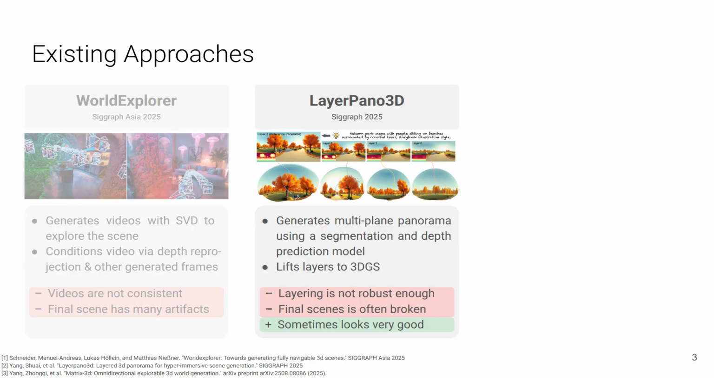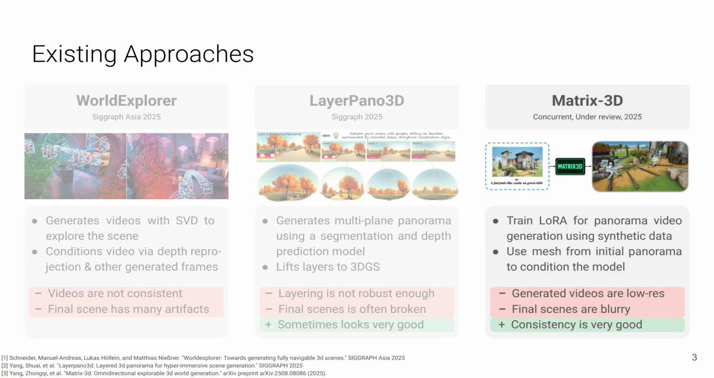The second approach is called Layer Panorama 3D. Here, the authors use a segmentation and depth prediction model to generate multiple layers of panoramas, similar to a multiplane image. And these layers are then lifted to a 3D Gaussian splatting to obtain an explorable scene. Unfortunately, this layering mechanism is not very robust, and the final scenes often have severe artifacts. However, if it works, the results are quite impressive.